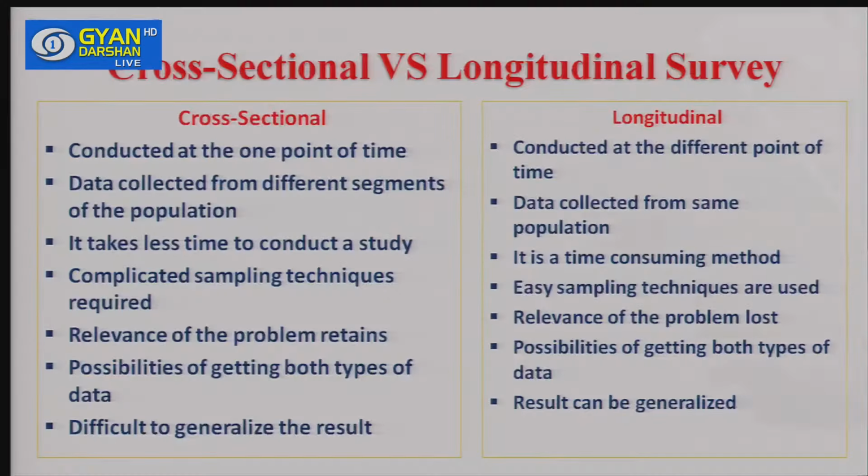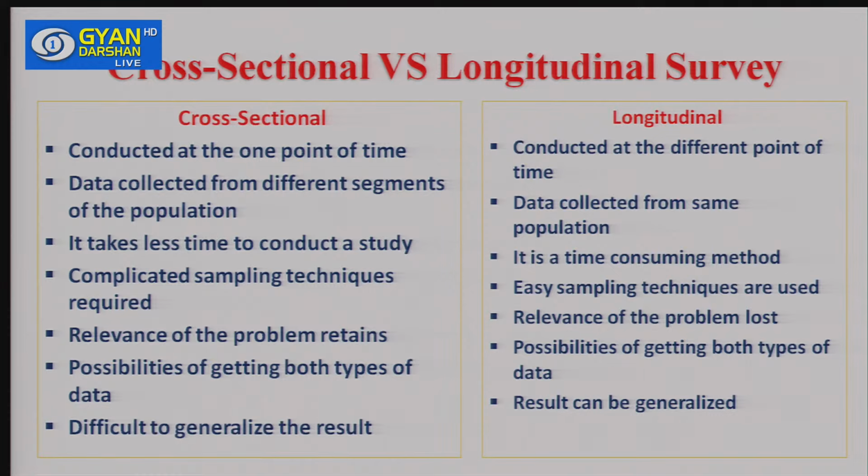Then the next method in terms of time taken. Many times we conduct a study that takes much time. It may be a decade, it may be more than that also. And many times we conduct a study at the same time. So there are two types of methods you can select here. One is called cross-sectional research, and the other is called longitudinal research.